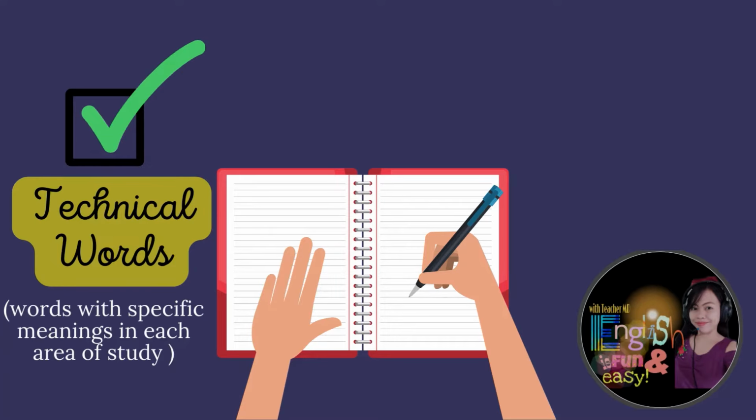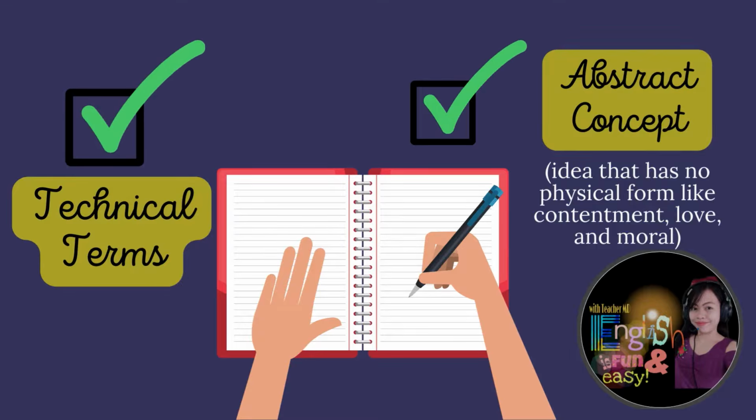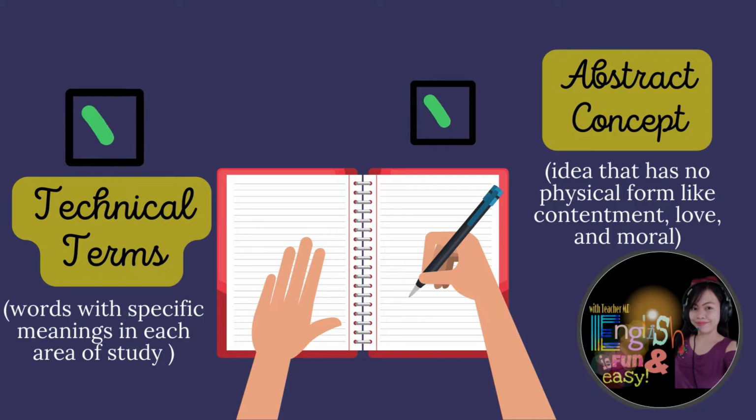Technical words are words with specific meanings in each area of study. Sometimes we use technical words, o yung mga salitang may partikular na meaning sa specific field, like the four examples that I presented a while ago. O kaya naman abstract concepts, o yung mga ideya lang na hindi tangible o nahahawakan, tulad ng contentment, love, at moral. And because they are neither common nor easy to understand, it is your duty as a writer to define or explain them.